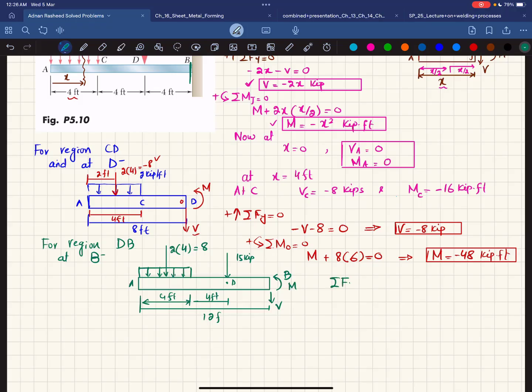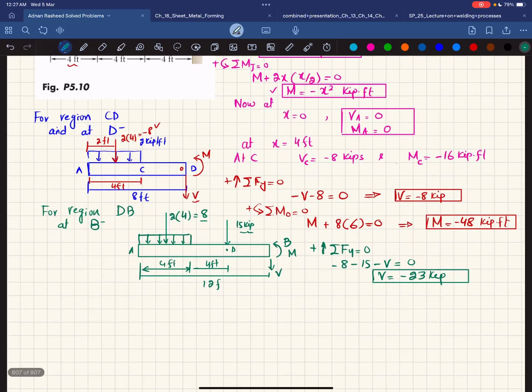So the first equation of equilibrium is that the sum of all forces along the y direction must be equal to 0. So again you can see 8, which is downward. So minus 8, minus 15 because it is downward, minus V is equal to 0. So it means that V is equal to minus 23 kips. And this is just at B negative point, or you can also say VB.